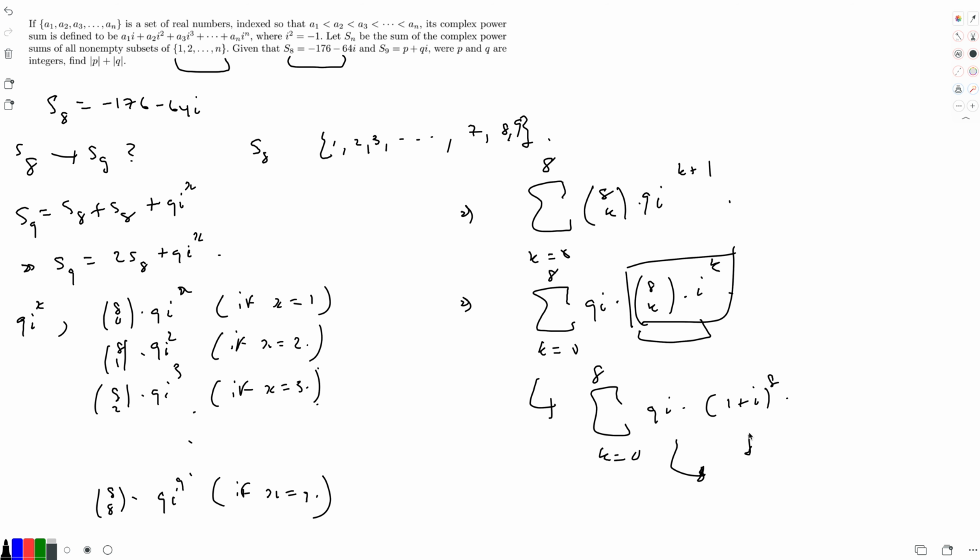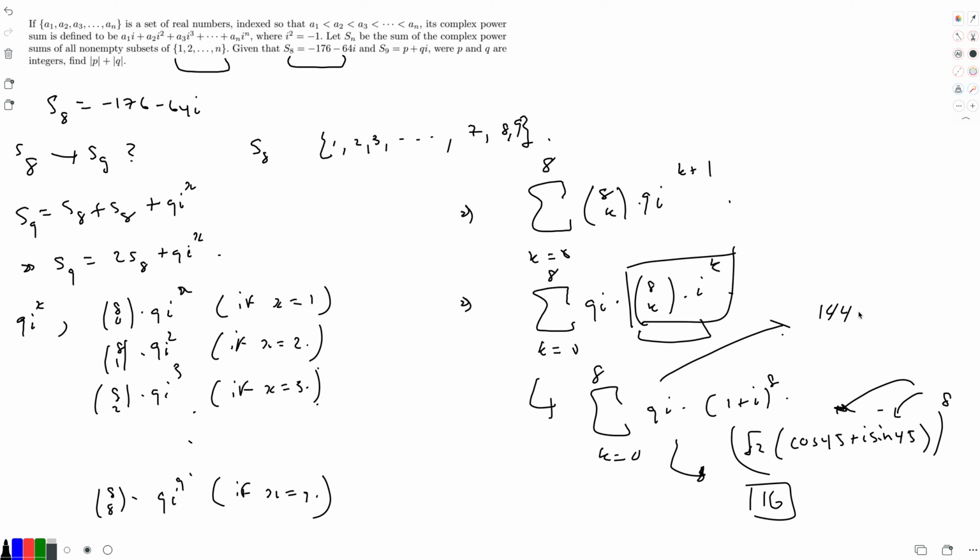This can be written as root 2 times cosine 45 plus i sine 45. Then we're raising this to the power of 8. Root 2 raised to the power of 8 is just 2 raised to the power of 4, which is 16. Then distributing the 8 over, because that's what we do with De Moivre's formula. Again, I encourage you to try to prove that using induction. That becomes cosine 360 plus i sine 360, which is 1. So 16, and this whole thing evaluates to 144i.